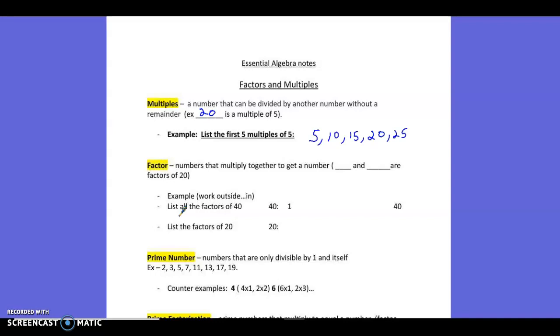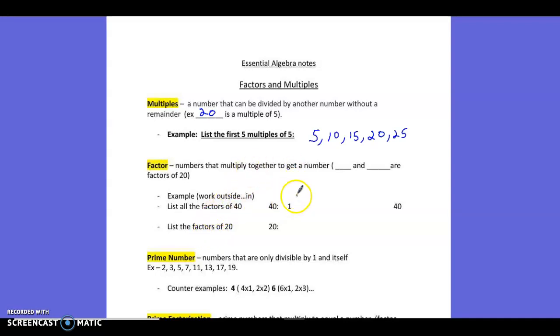All right, now the next definition, a factor. What is a factor of a number? Factors are numbers that multiply together to get a number. So for example, blank and blank are factors of 20. Well, there's a few of them, but what are two numbers that multiply to equal 20?